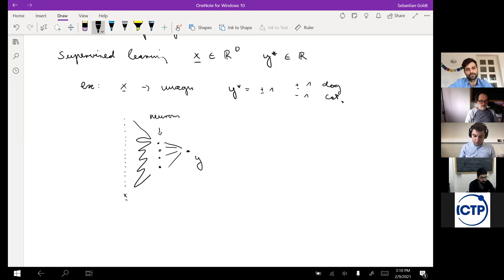Now, as a function, I said networks are a function class. As a function, you can simply write this as phi theta of x. So phi will be the neural network, theta will always be the parameters, and x is the input. In this case, we can write it with the following expression, and I'll walk you through it in a second.